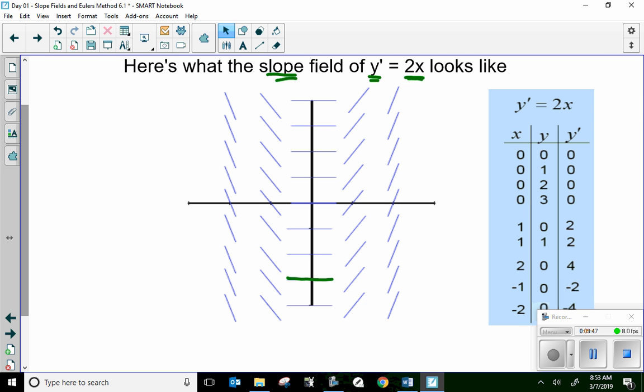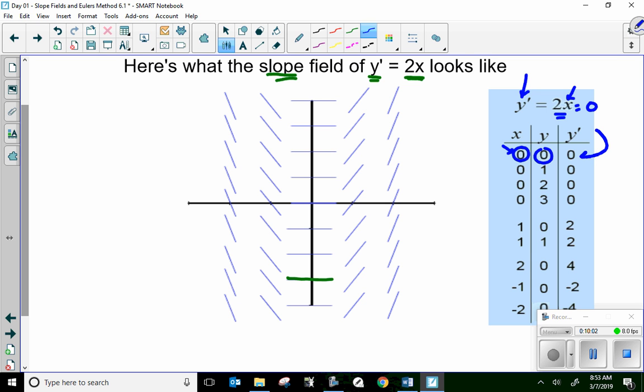So let's take a look at this table we have to the right. If my slope is 2x, at the coordinate which is the origin, 0, 0, isn't my x value 0? Well, I just plug a 0 in here. 2 times 0 is 0, and that's my slope.